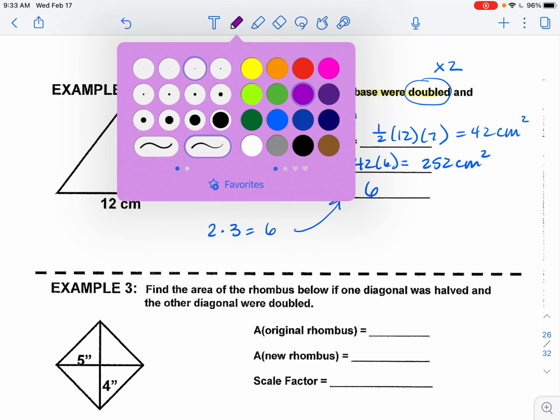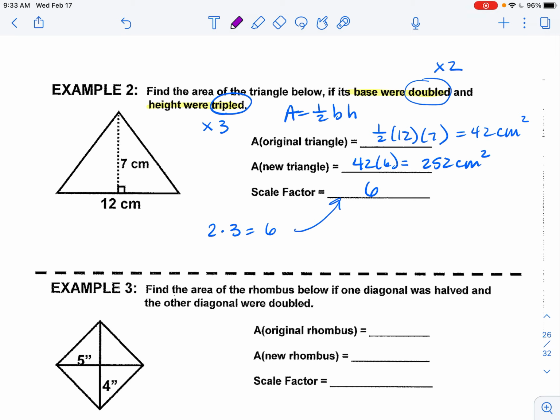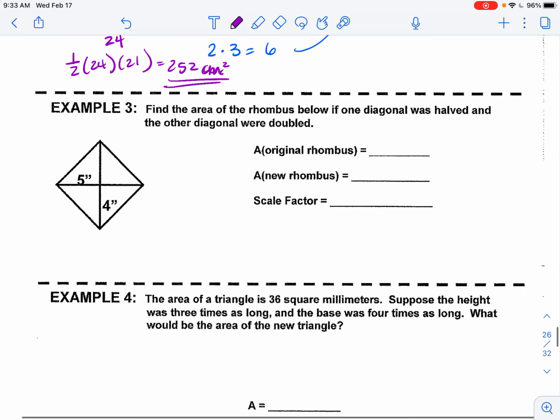Okay, so I'm going to go ahead and work it algebraically just to make sure. So the base were doubled, so this is going to be 24. The height were tripled, 3 times 7 is 21. So 1/2 base times height. Take that to a calculator. We get 252. That's centimeters, sorry, a little bit messy.